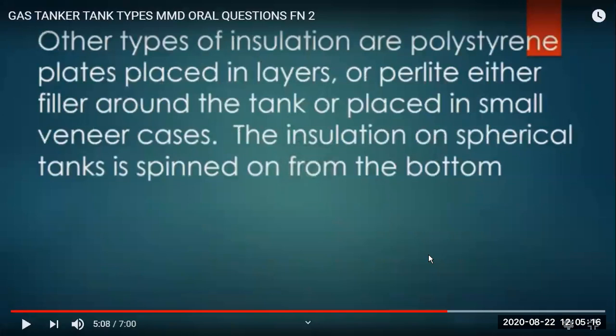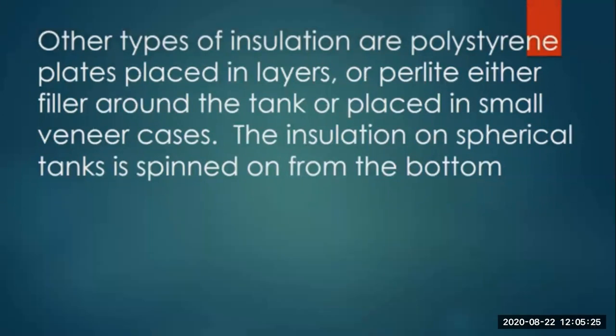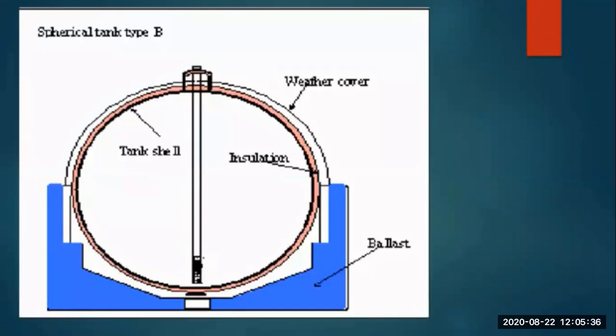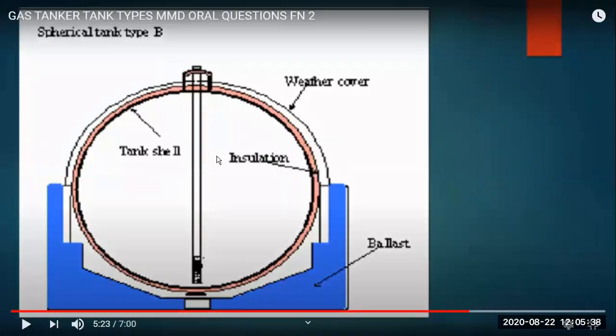Then the other types of insulation are polystyrene plates, perlite or veneer cases. For spherical tanks, insulation starts from the bottom up to the top, on all the sides. So this is what we were saying, this is the Moss type spherical tank, membrane tank type B.